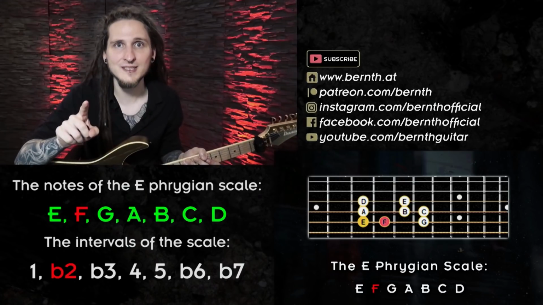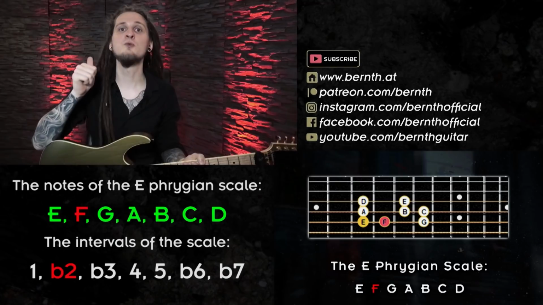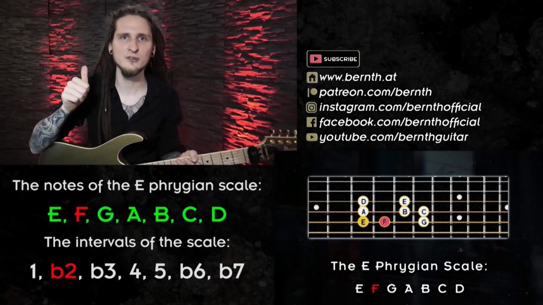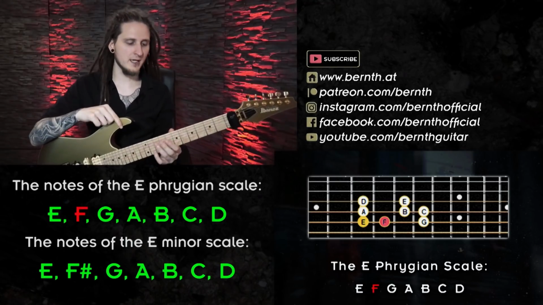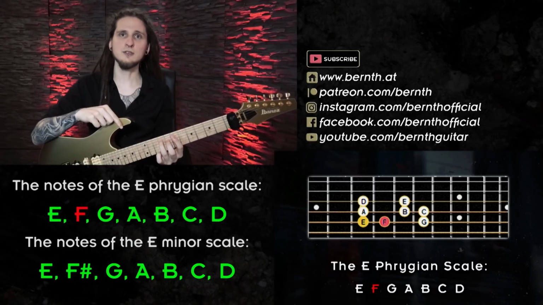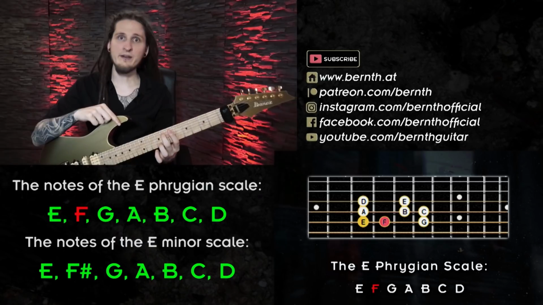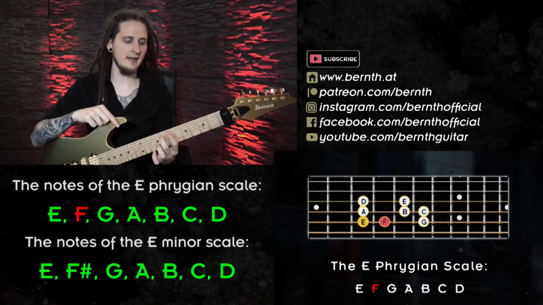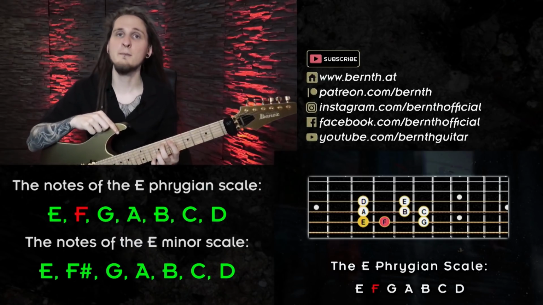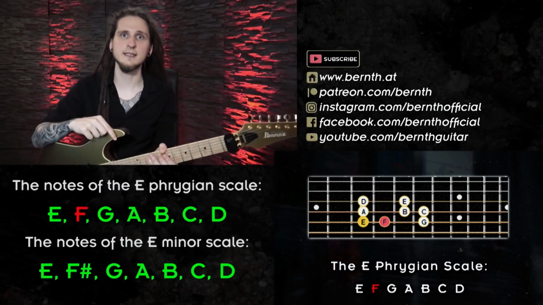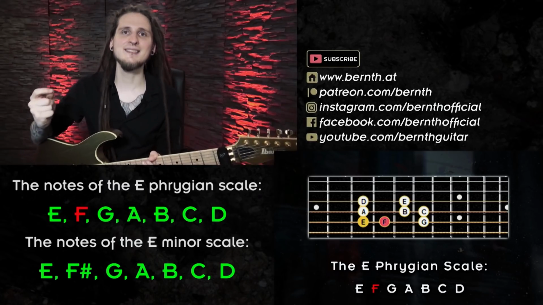Now if you paid close attention right here, you notice that there's just one note that is different from the natural minor scale. Instead of playing F sharp on the 9th fret on the A string, that would be the major second in the natural minor scale, we are playing F on the 8th fret on the A string, and that's the characteristic minor second interval of the Phrygian scale. So this is what really defines that Phrygian sound.